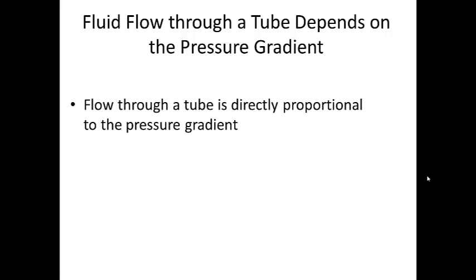Now, so fluid flow depends on the pressure gradient as it moves through that tube. Now, the thing here is that really it works the same way in the plumbing in your apartment as it does in your body. It also works the same way in the brakes on your car. So, flow through the tube is directly proportional to the pressure gradient. So, as the pressure gradient increases, flow is going to increase.